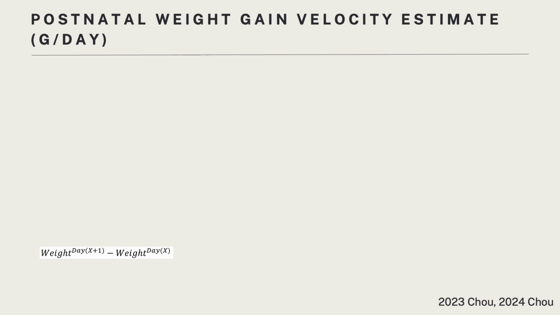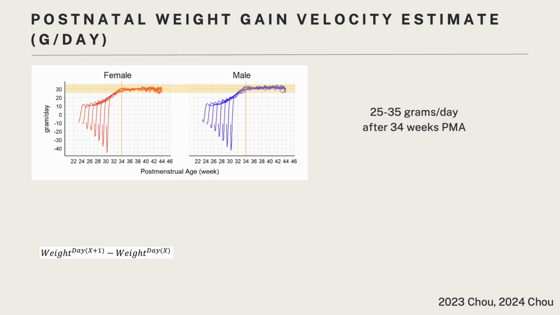If we calculate the weight gain velocity in grams per day from all gestational age groups and plot them together, the curves appear more or less a sinuous horizontal line ranging between 25 to 35 grams per day, a little higher in males than in females. And this is the third phase.